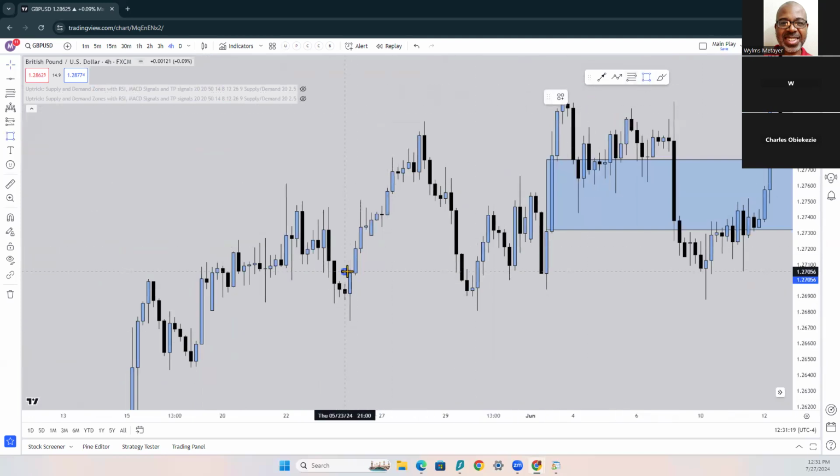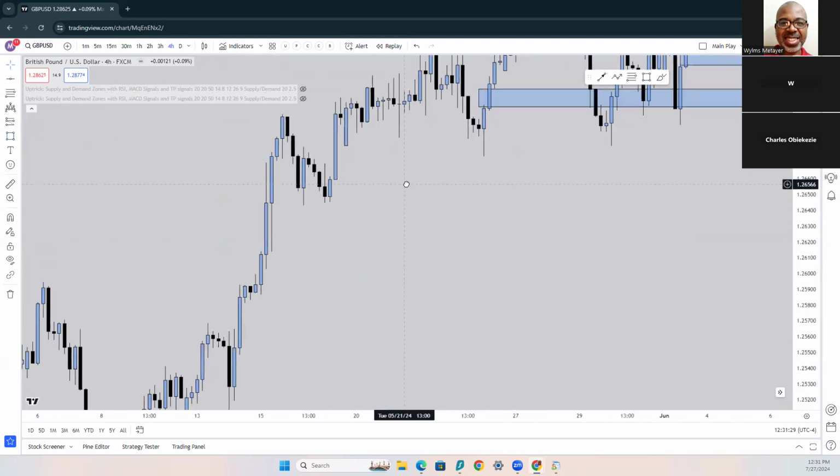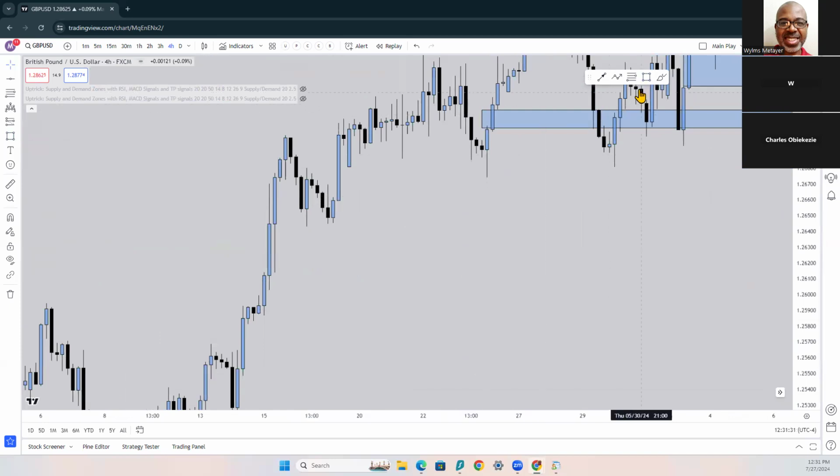Here's a gap. This candle and this candle. The wicks did not touch, so it had to come back. So it came back and filled the gap and went back up. Okay, there's another type of gap called fair value gaps.